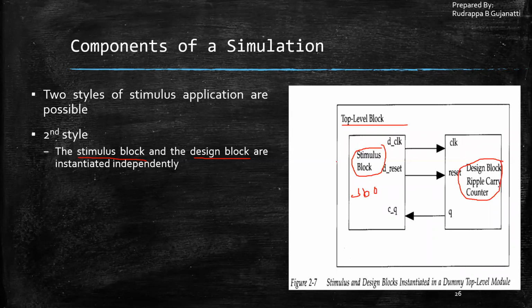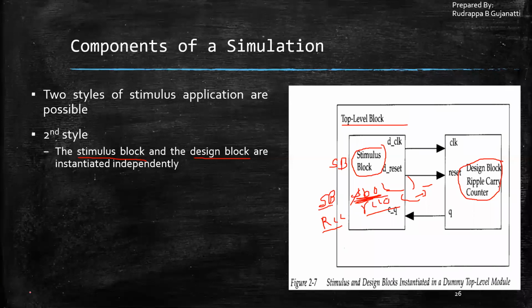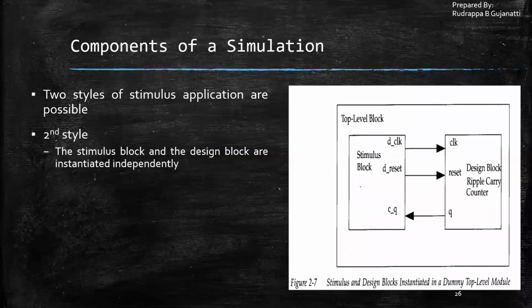For example, let me specify that the stimulus is given as SB. I'll be having SB, and SB naught will be the name of this instance. And similarly for ripple carry counter, which is the name of the block we have created, we have RCC naught. So what we are doing is creating instances of RCC and instances of the stimulus block, that is, the ripple carry counter, which is the design block.